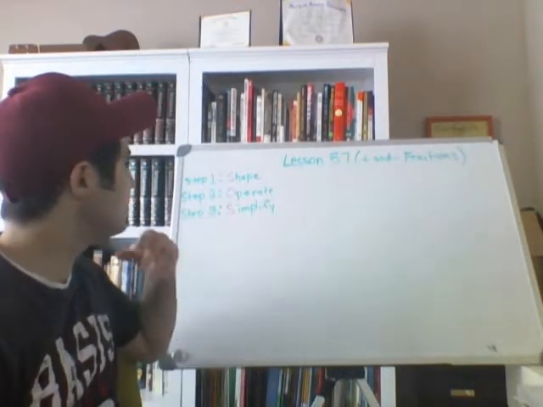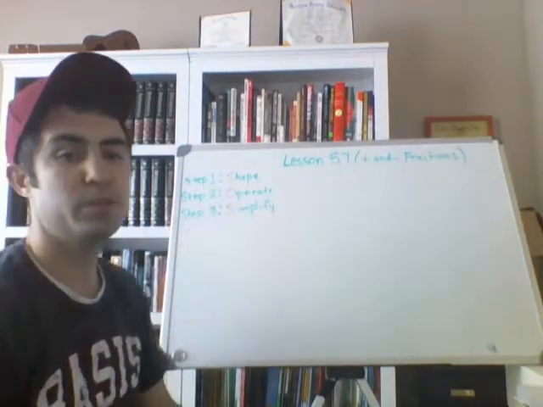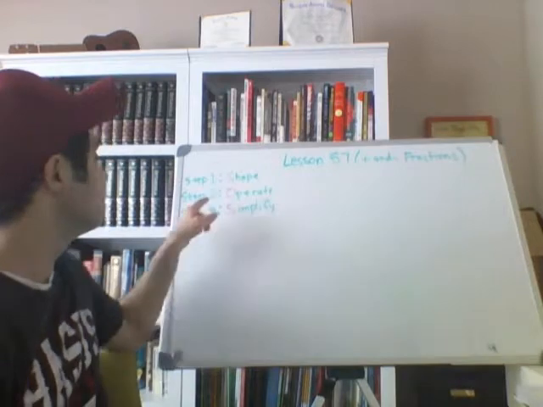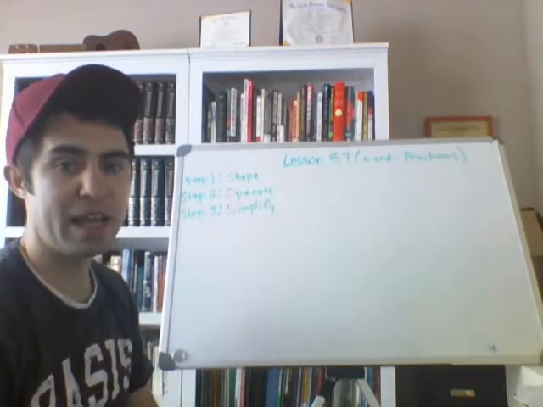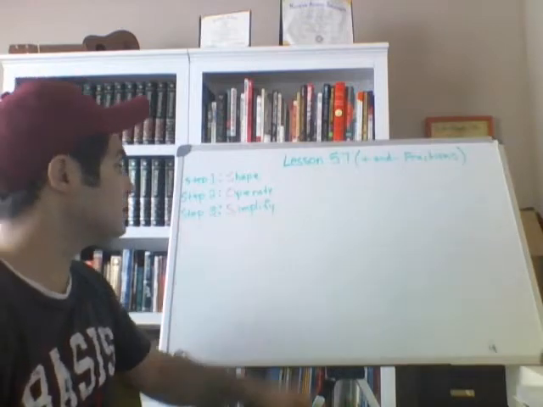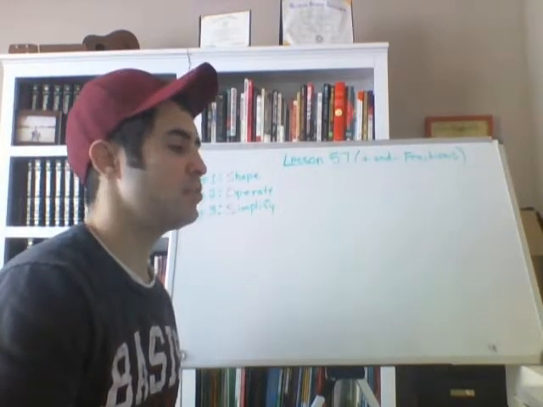Alright, this lesson breaks adding and subtracting fractions into three steps. Step 1, shape, which basically means find a common denominator. Step 2 is operate, that means add or subtract your fractions once they have a common denominator. And step 3 is simplify. So without further ado, let's go ahead and do an example.